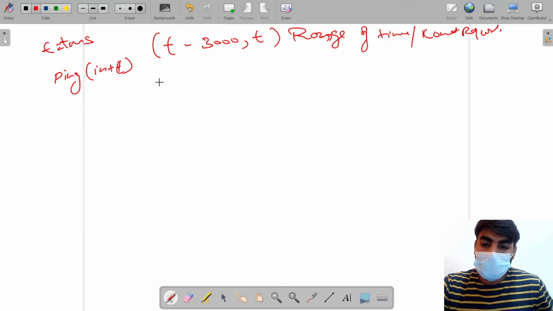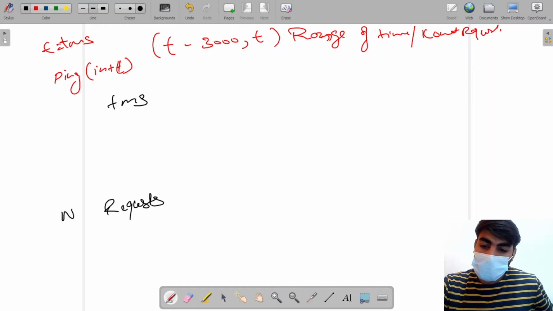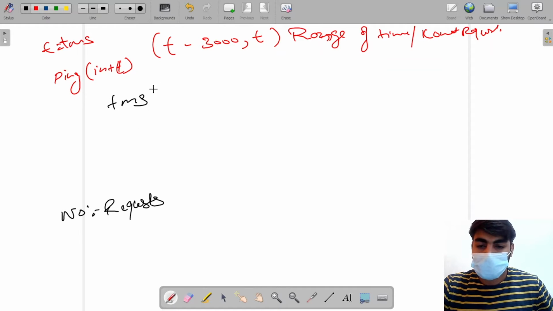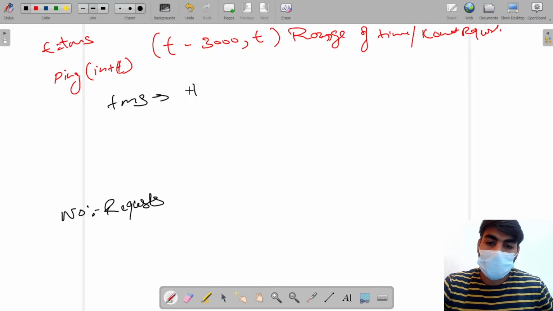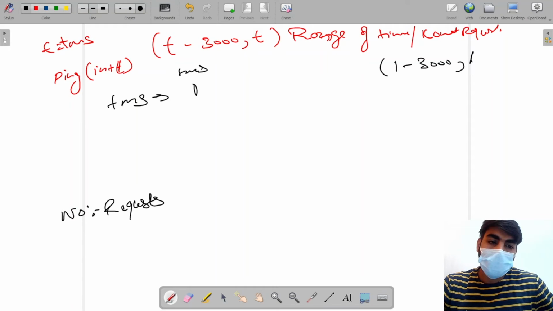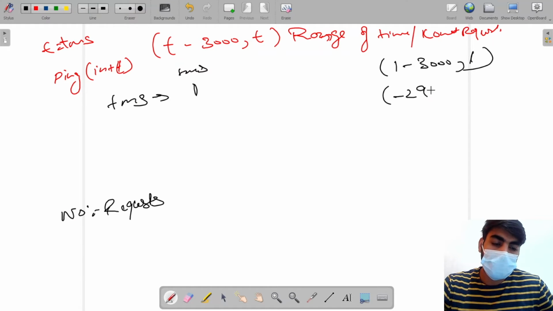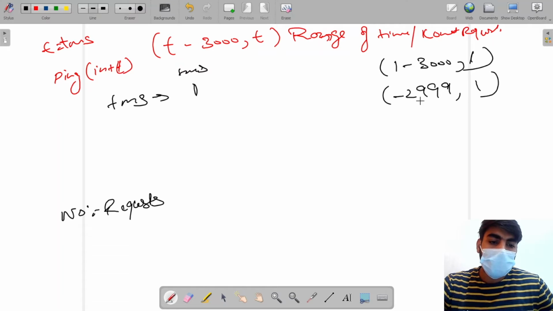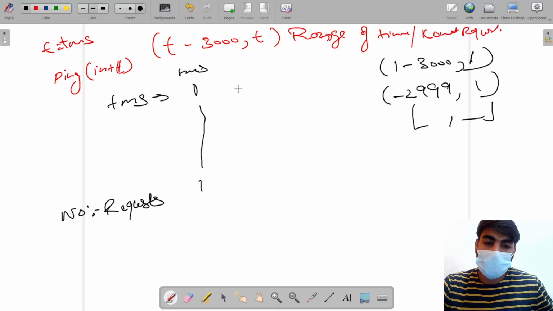Okay, now you can see, let's suppose I take this as time in milliseconds, and here I take number of requests. Now suppose we have a request at time 1 millisecond. So the formula is 1 minus 3000 and 1. So we have minus 2999 and 1. So 1 comes in this range. So we have request 1.